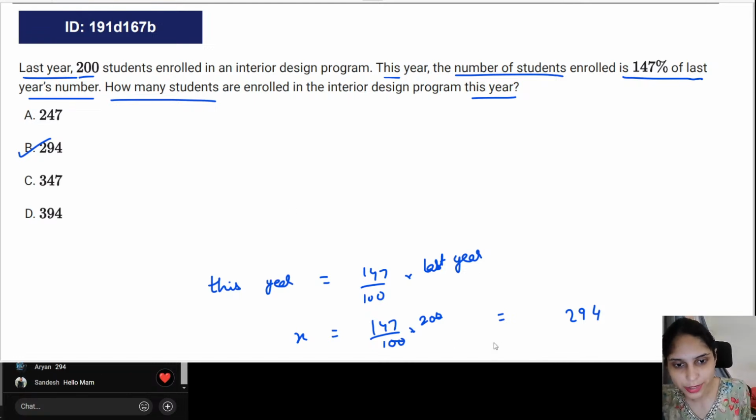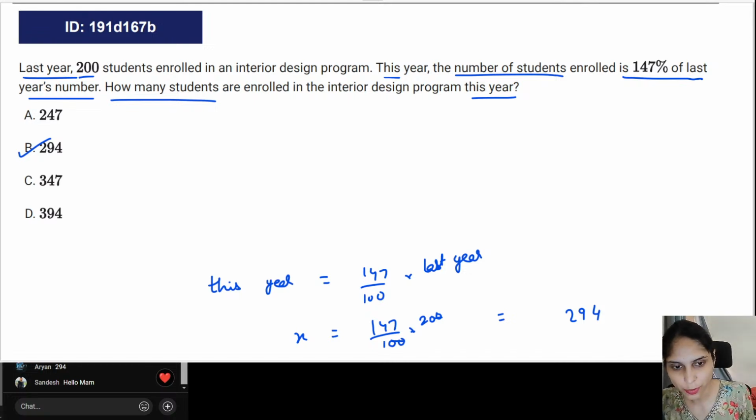To make it a difficult question, they could say 200 students were enrolled last year, and it's 147% of last year's number. How much increase is there in the number of students? The increase is going to be 94, because if it is 147% of last year, 47% is the increase. That is how they can increase the complexity of the question.